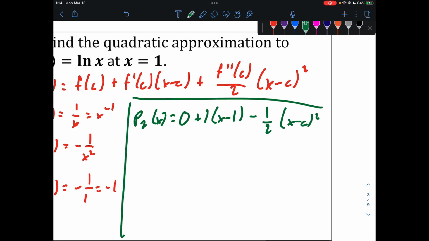This is actually called a second degree Taylor polynomial, but for right now we just call it a quadratic approximating polynomial. And yes, we can continue simplifying this. So it'll just be x minus 1 minus 1 half times x minus 1 squared. I don't know why I put c here. Sorry about that. It's supposed to be a 1.